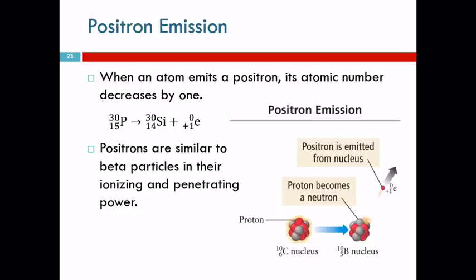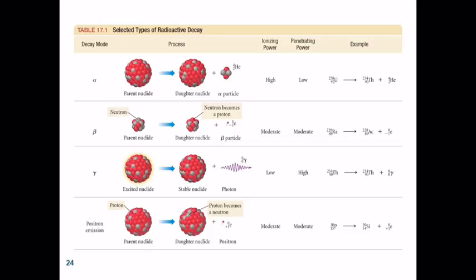So when we write the equations, we really just need to know this symbol. So the atomic number decreases by 1, but the mass number stays the same. And the positrons are similar to the beta particles in terms of ionizing power and penetrating power. All that's different about them is their charge. So there's a table from your textbook giving a summary of the 4 different types.